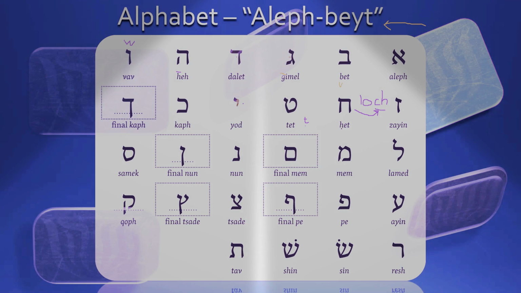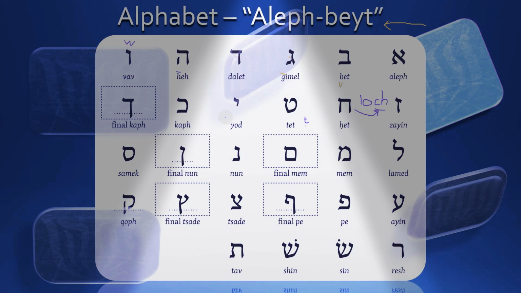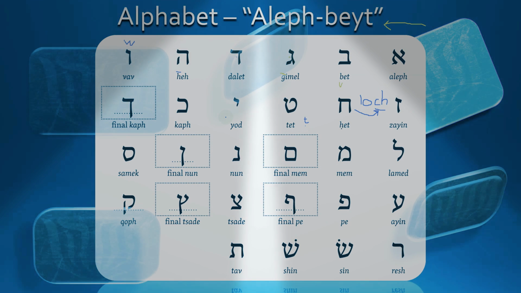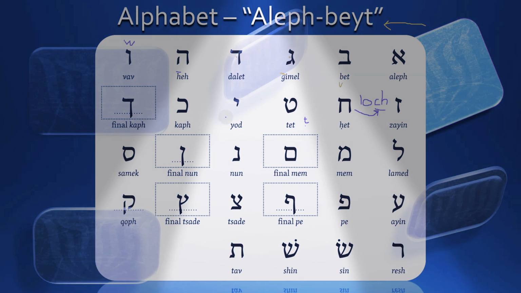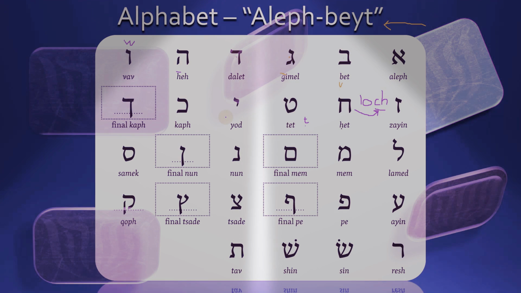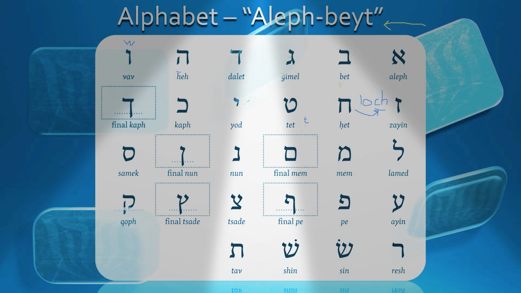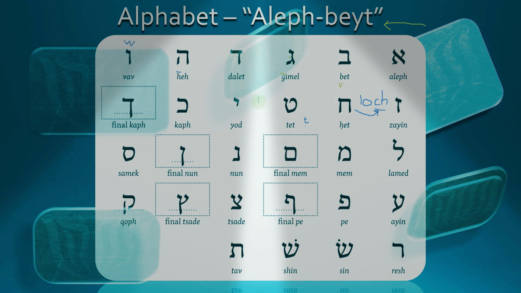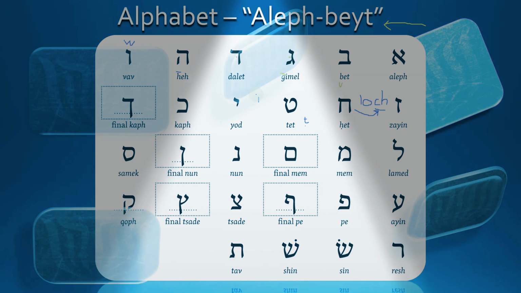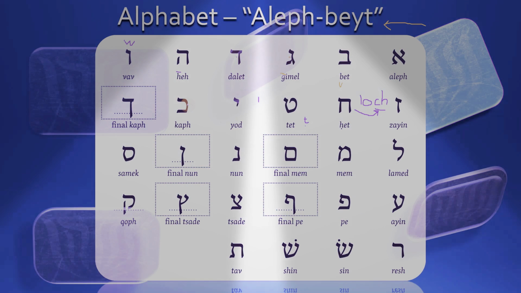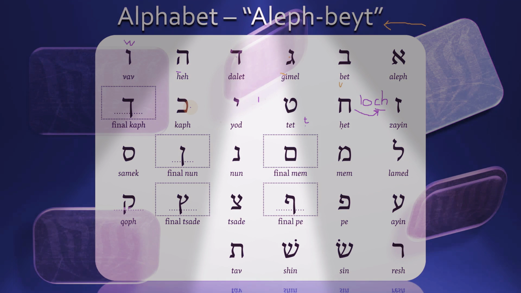Yod is a Y sound. Yod. And as I'll show you later, when the Mashiach says, not one Yod or tittle, not one jot or tittle will pass from the law. This is the letter he's talking about. It's the smallest letter in the Hebrew alphabet. In cursive, it's just written like this, just an apostrophe, sometimes at an angle, right? Very, very small.